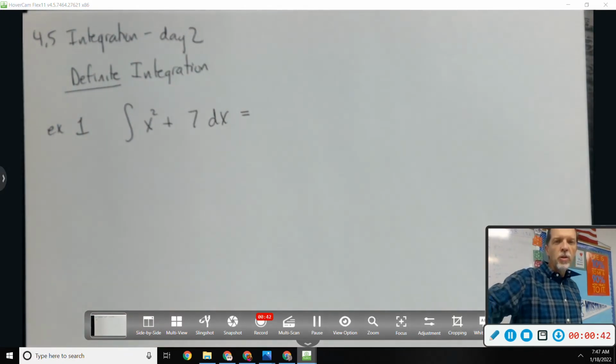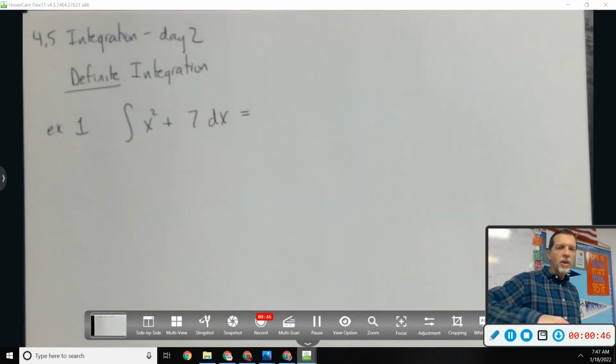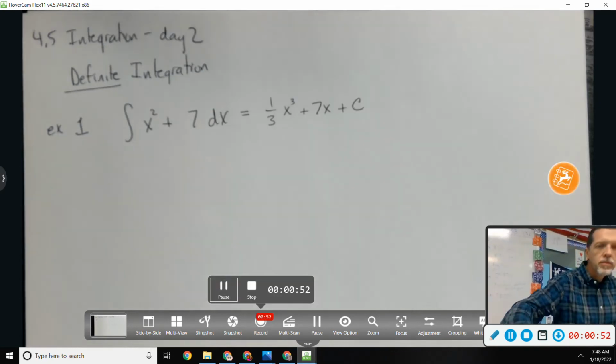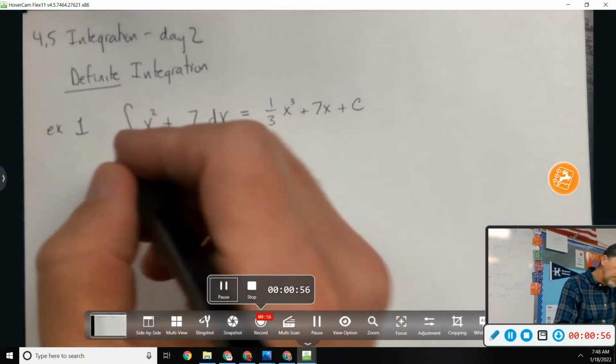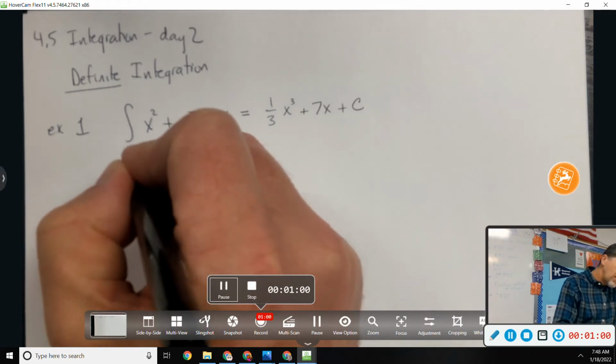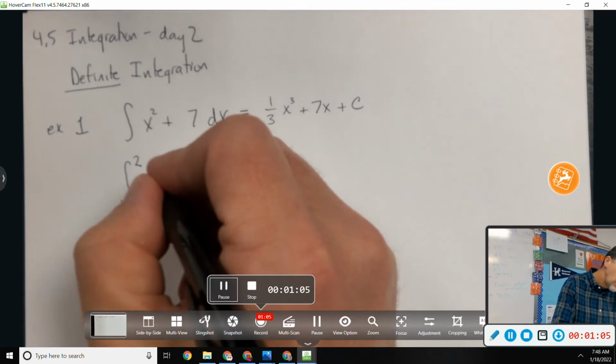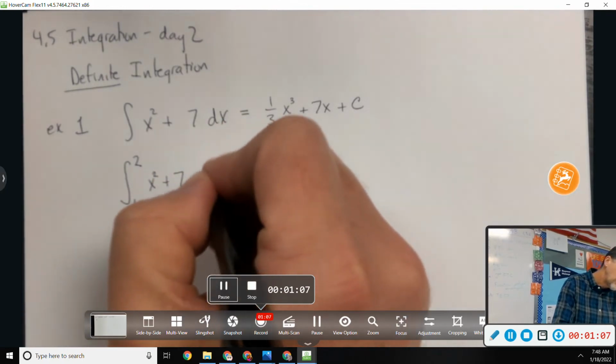No U substitution even necessary. Antiderivative of x squared plus 7x, x squared plus 7 dx. So hopefully you got that as well. What we're going to do today is put some limits on this integration. So let's go from 1 to 2 of x squared plus 7 dx.